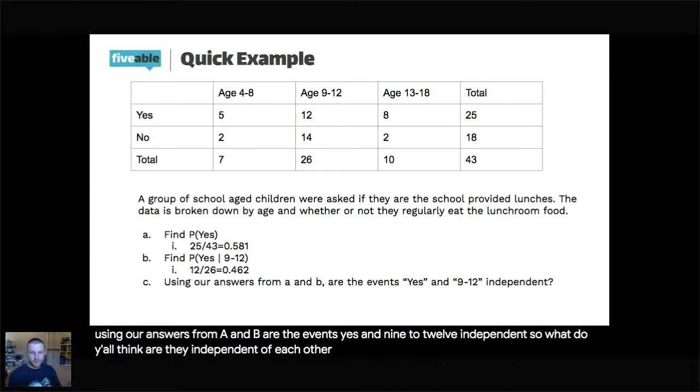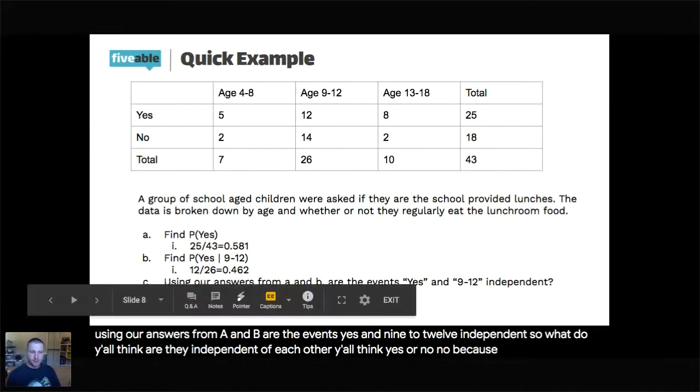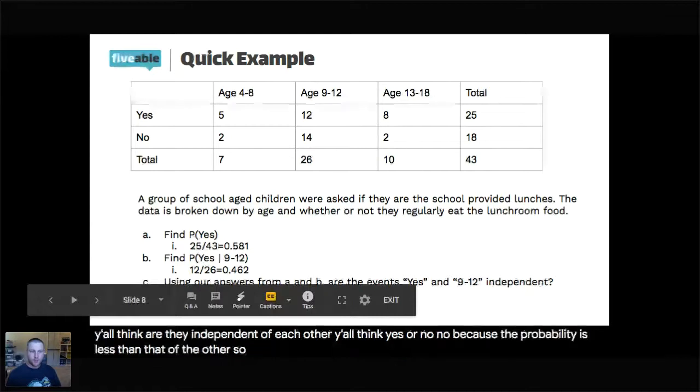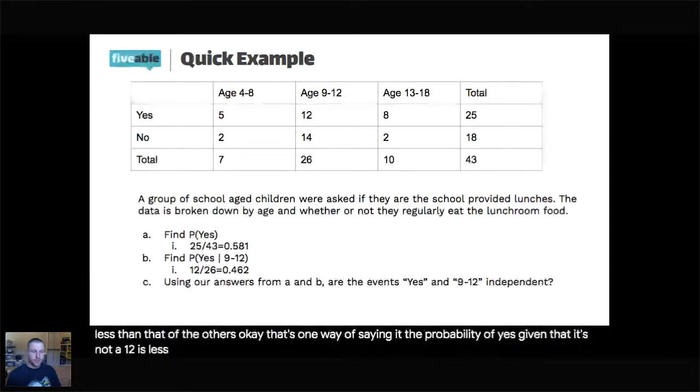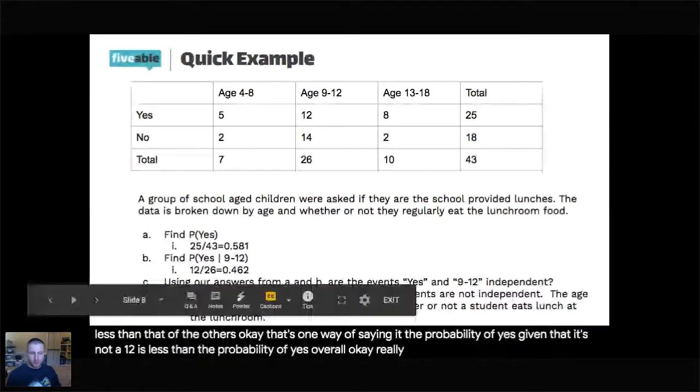What do y'all think? Yes or no? No, because the probability is less than that of the others. Okay, that's one way of saying it. The probability of yes, given that it's 9 to 12, is less than the probability of yes overall. Okay. Really, they just don't have to be equal, as long as they're not equal.